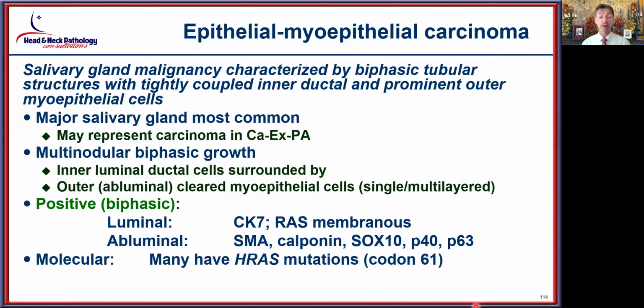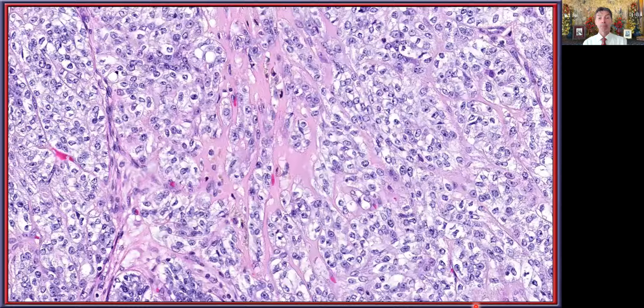So the luminal cells are going to be positive with CK7, and then the abluminal cells with a variety of different myoepithelial markers. And you can see, again, the SOX10, smooth muscle actin, calponin, etc. Many of these tumors will have an HRAS mutation present, and this is why the RAS immunophenotype can be seen in some of these cells, especially in the luminal compartment.